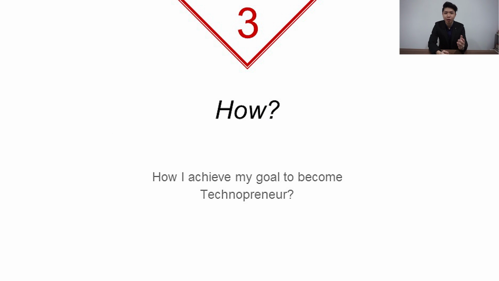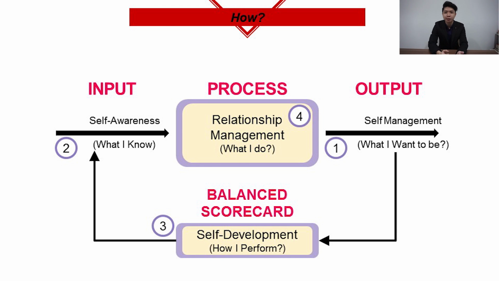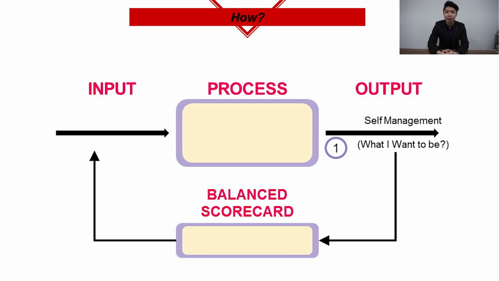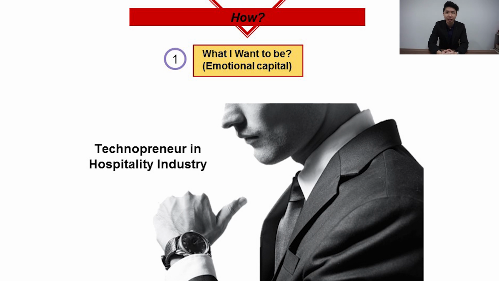In the how section, I would like to answer how I achieve my goal to become a technopreneur. The how section will be explained using input, process, output, and a philosopher diagram. Now let's start with the self-management to reflect on my own personality. In my self-management, I have a goal to be a technopreneur in the hospitality industry. Technopreneur has become my passion. Therefore, I would like to apply it in the prospective hospitality industry.